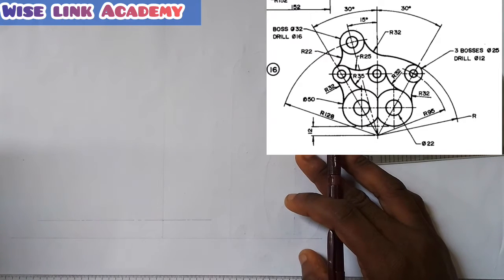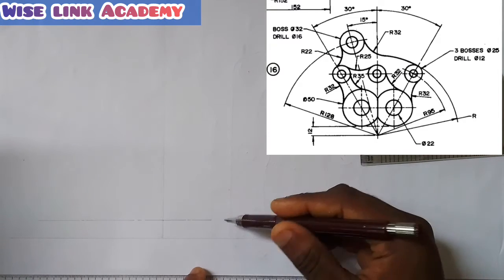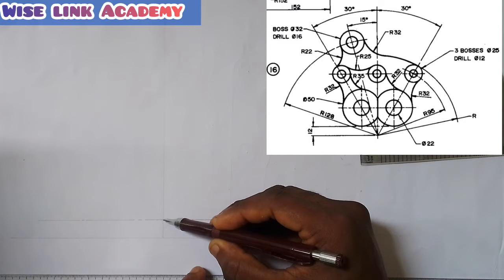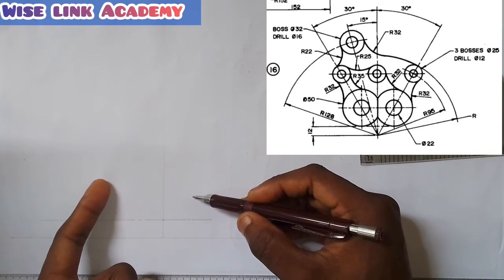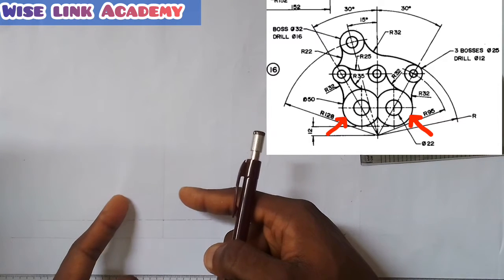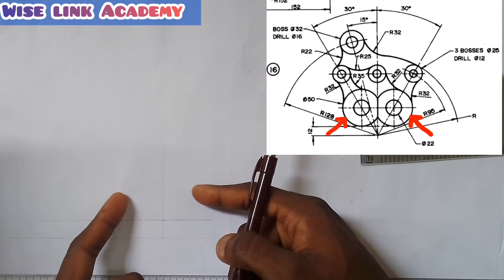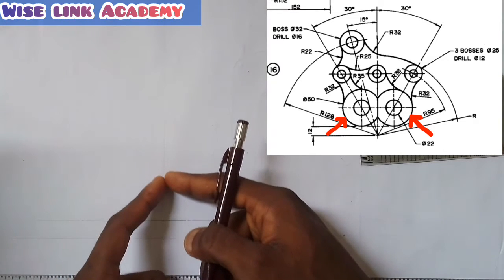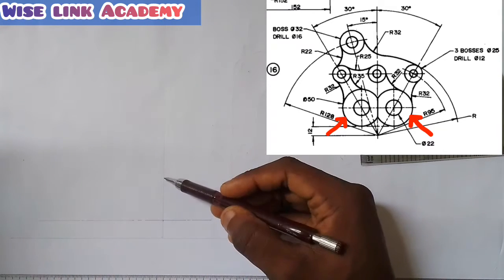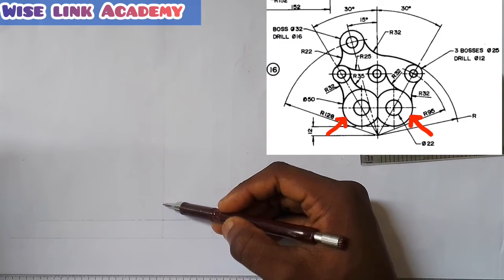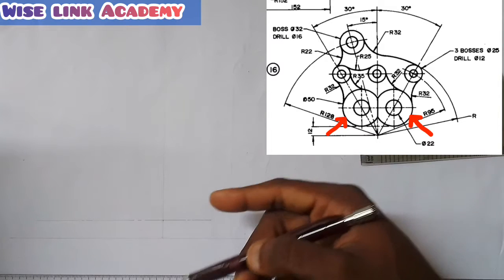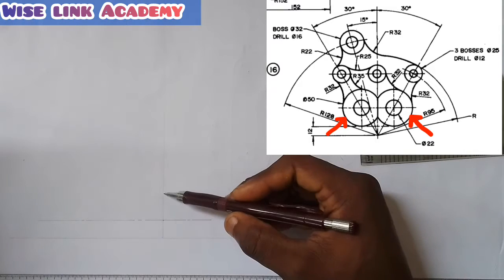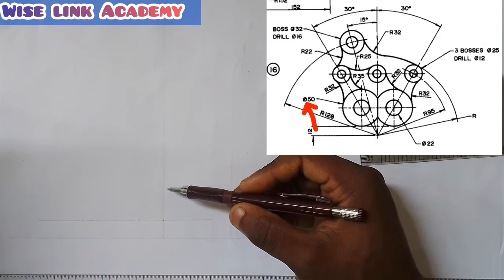What is my next approach? If you observe closely, there are two circles, one on the left and one on the right. Those two circles are tangent to this straight line, right? So how do I produce those two circles? My first task is to get the dimension of the circles. The circle is going to have a diameter of 50, as you can see my arrow indicating.